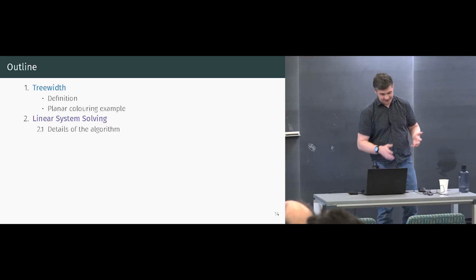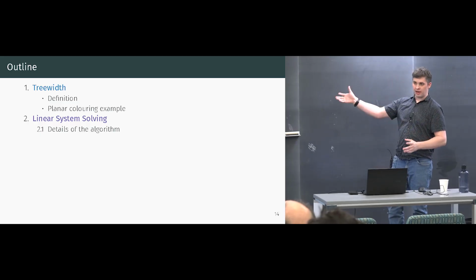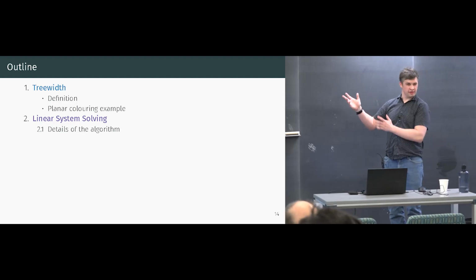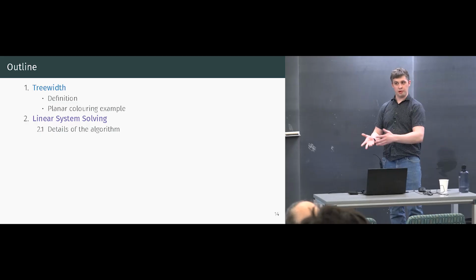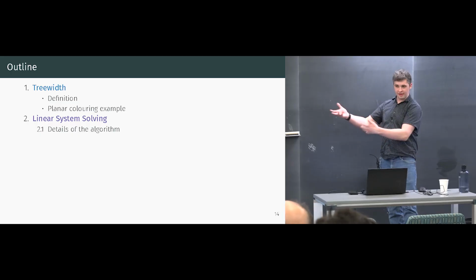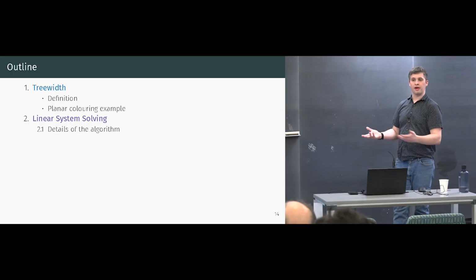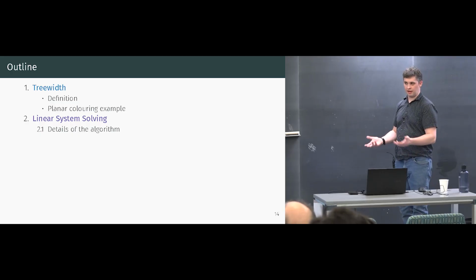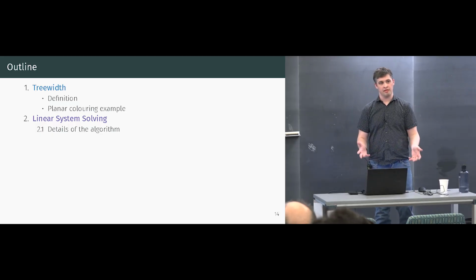Anyway, the outline here. The rest of the talk, we're going to start by introducing tree width. I may have done too much of this. I'm going to assume there's some experts that actually know about tree width here, but most of you do not. So if you all learn something and the experts have a little nap, I see that as a win-win. So we're going to define it and introduce a little planar coloring example to illustrate what an algorithm looks like with the tree width. Then we'll get back to solving linear systems and the details of the algorithm.